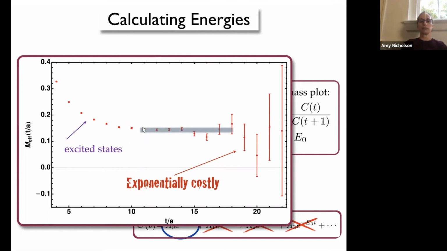So what you really want to do is to instead minimize contamination from excited states so that you can pick off the ground state earlier in time where the points are very precise. And so that is what my group has been working very hard on, is coming up with very good operators that have a lot of overlap with the ground state, but not a lot of overlap with these excited states.